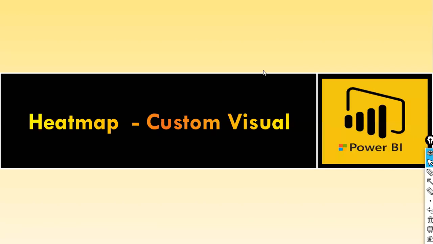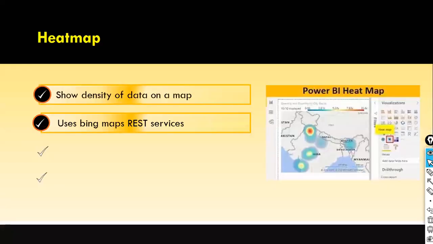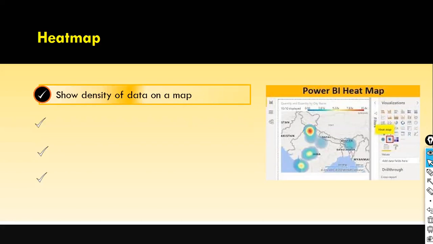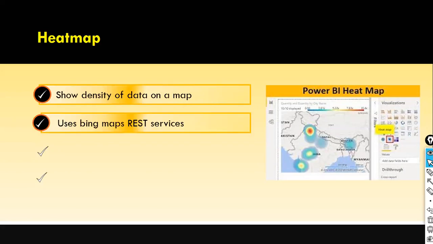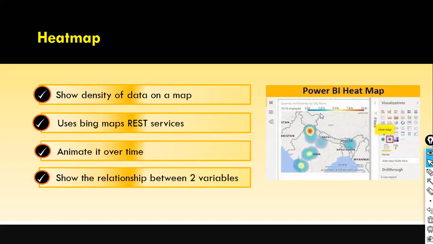What is a heat map? A heat map is a kind of visual using which we can project the density of the data on a map for any given points. It shows the density of data on a map or in a visual, and we can use a map chart also. In this map chart, we can see the circles, but if you look at this one, the density is too high here.